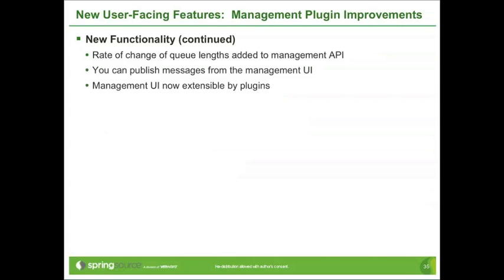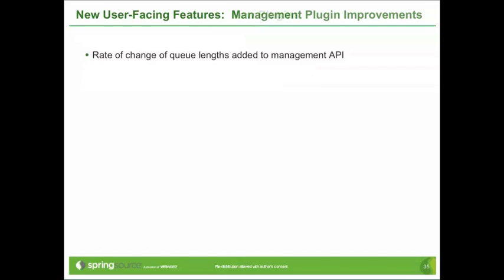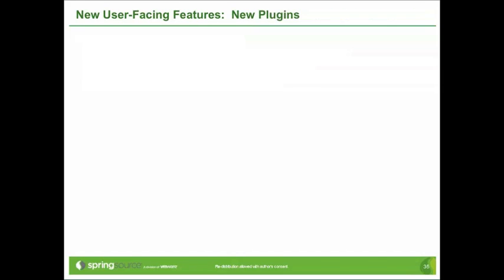There are a few new visual niceties in the UI. You can see the dynamic rate of change of queue lengths in the management API. You can now publish messages conveniently from the management UI for testing purposes, and the management UI is now extensible by plugins, so you can add new features that have their own management UI that meshes with the existing stuff.